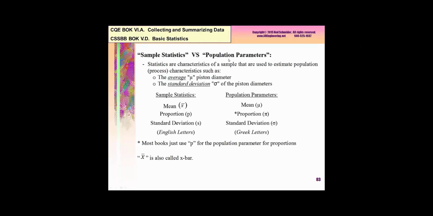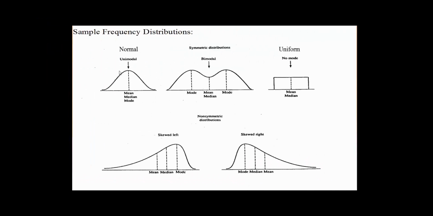Sample statistics versus population parameters. When we collect data, it is wise to plot the data and see what kind of frequency distribution we get. Here we have three examples of symmetrical distributions. The first one is normal, a bell-shaped curve, and you can see that it's unimodal, one mode, and that the mean, the median, and the mode are all at the center.